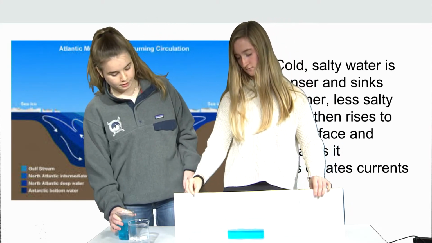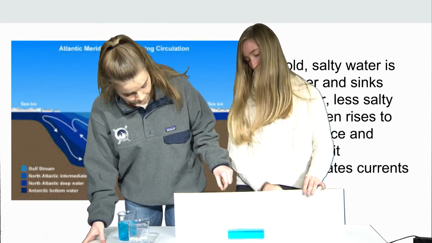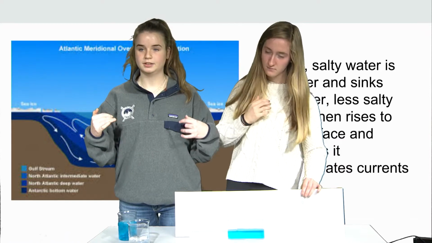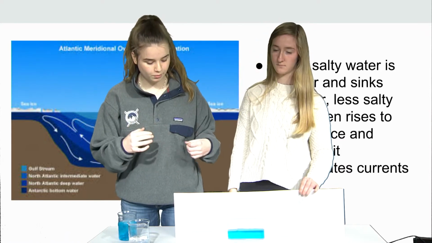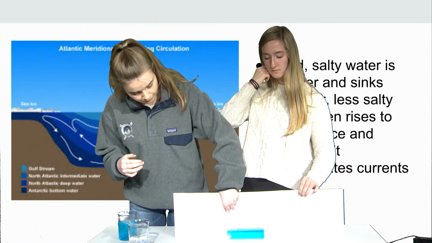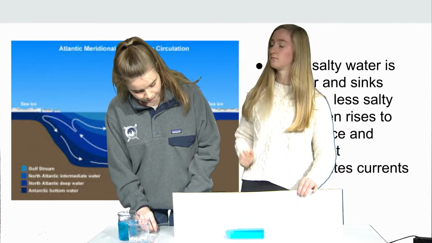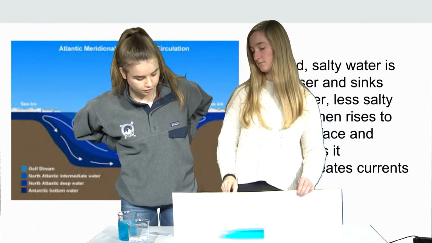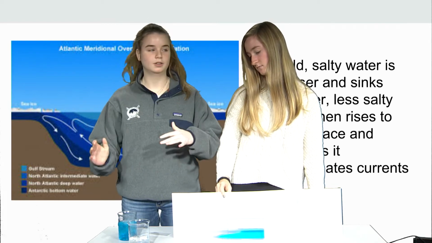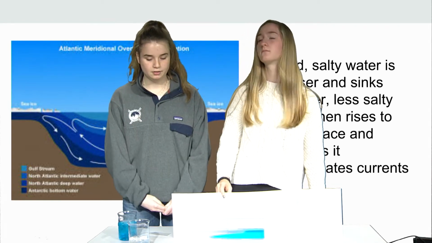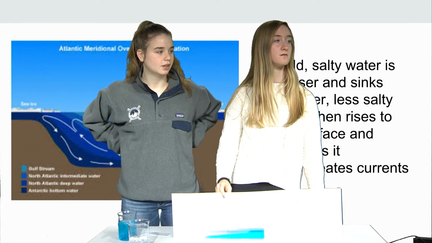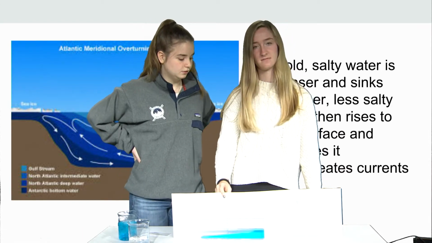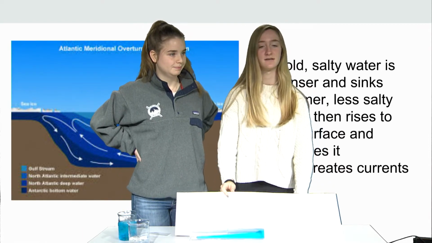So then when we move up the divider between them, you're going to see that they don't mix. The colder water sinks underneath the warmer water. And so this demonstrates convection. You can see that the colder waters are going to sink and the warmer waters are going to rise over it, and that creates like a loop of currents.